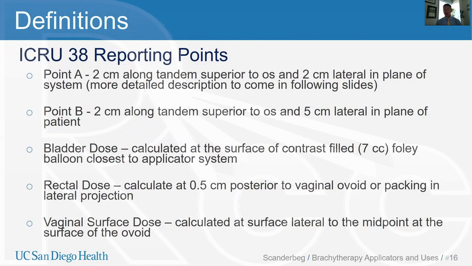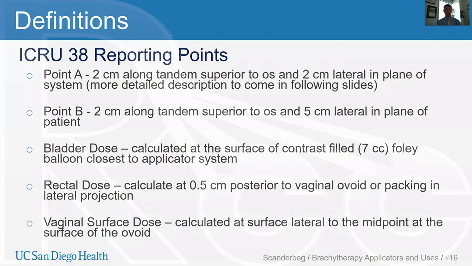In addition to anatomy, we should know some key definitions. The following slides show diagrams of the physical locations of these points and the definitions after I verbally describe them here. We often hear about a prescription dose or prescribed dose to point A. So what is point A? Where is it? What does this mean?